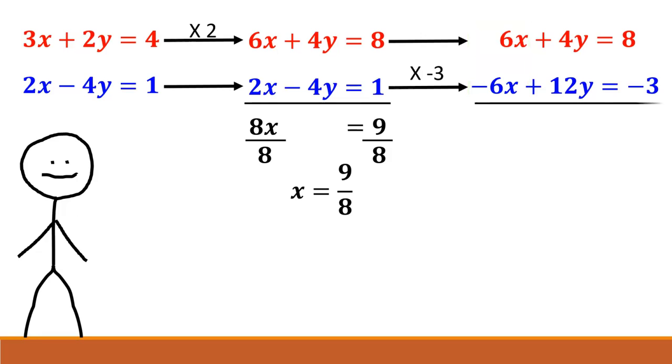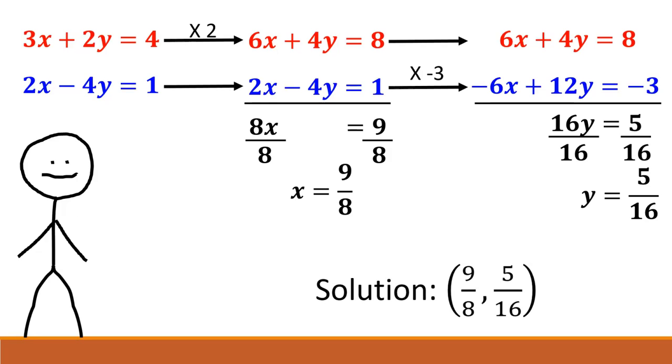So when we add these equations together, we get 16y equals 5, and it's pretty easy to get y equals 5/16 from there. So you may find that to be a little bit easier to do if you have fractions for any of your solutions as you're solving the problem.